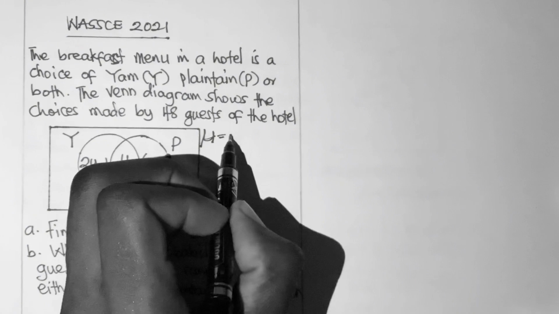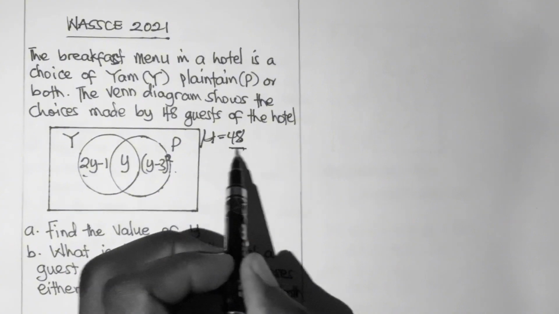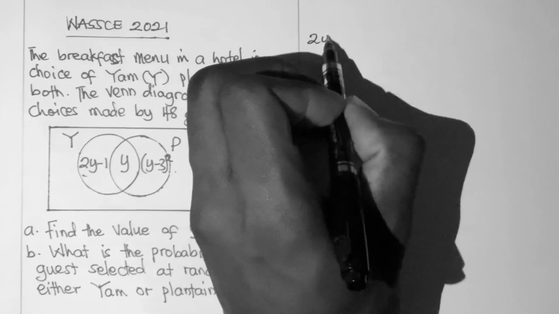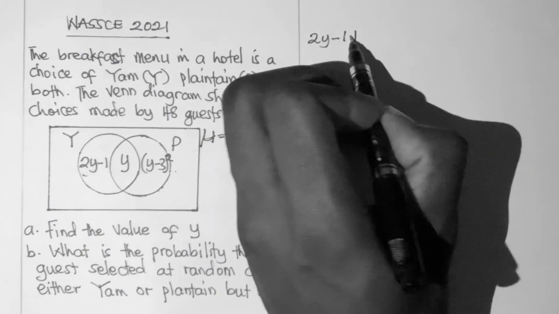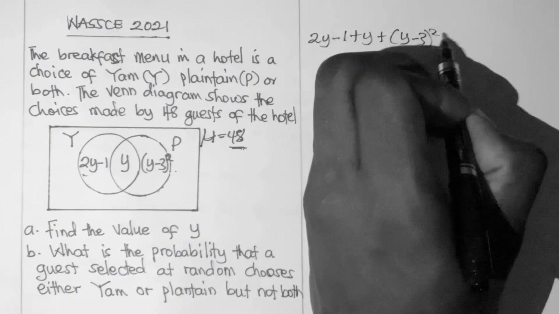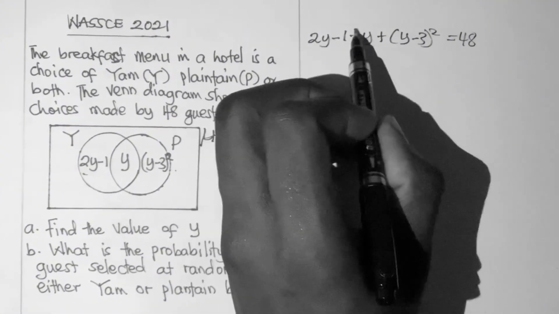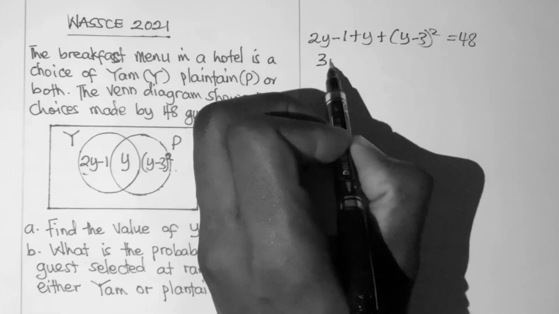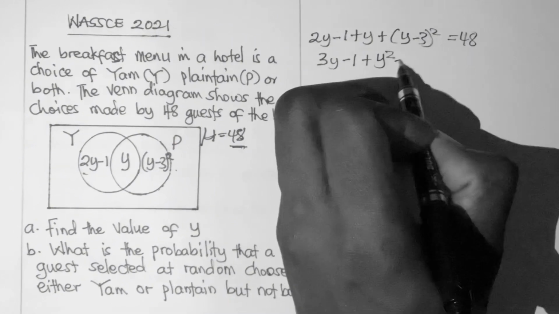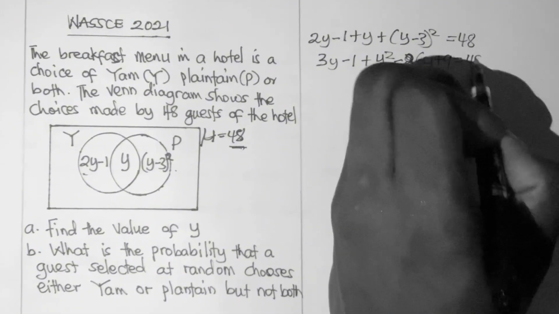So the question says there are 48 guests, so the universal set is equal to 48. That means if we sum all of this, we are supposed to get 48. So let's sum. We have 2y minus 1, plus y, plus (y minus 3) squared, equal to 48. Now 2y plus y gives us 3y. So here will be 3y minus 1, plus, if we expand this, y squared minus 6y plus 9, equal to 48.